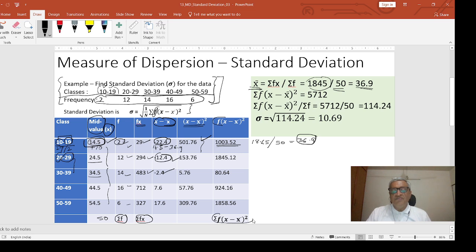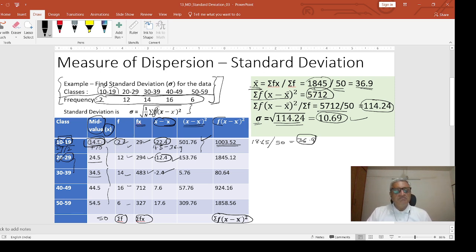Then I have to find the sigma of f into (x minus x bar) squared, which is 5712. I divide that 5712 by 50 and get 114.24, and my standard deviation is the root of 114.24, and that is 10.69. So 10.69 is my standard deviation.